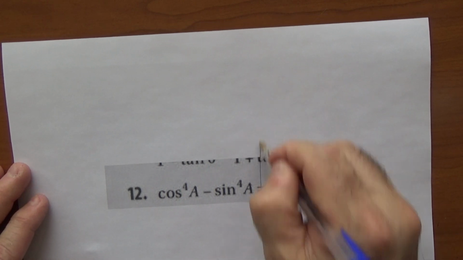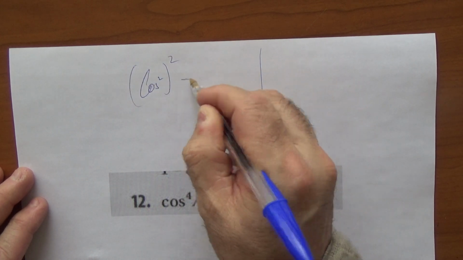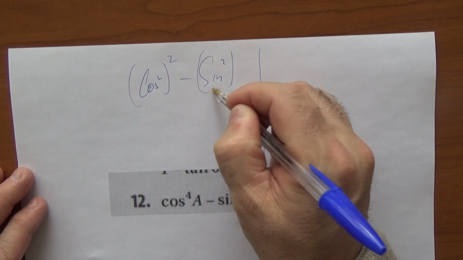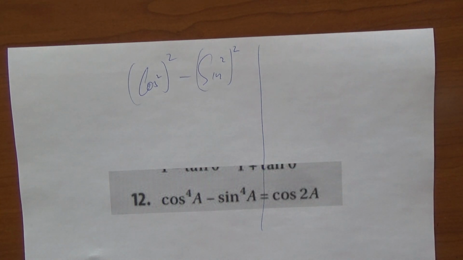So I don't really know where to go with this. I would say that that's cos squared minus sine squared. And this is the difference of two squares.